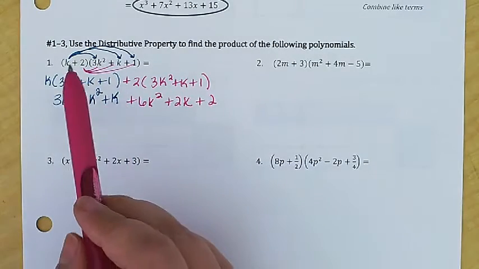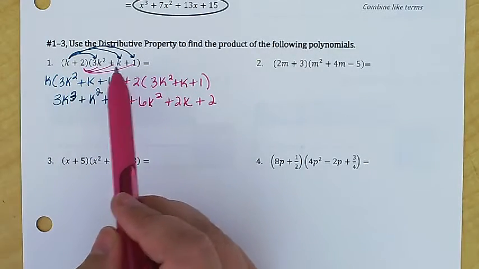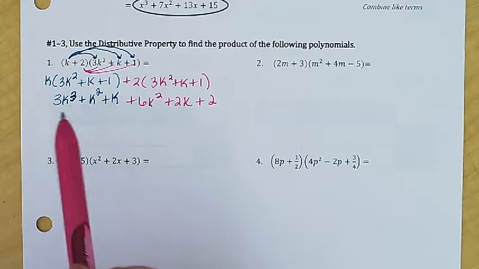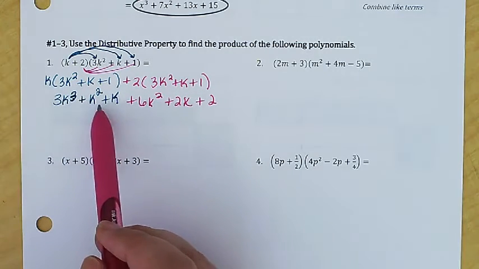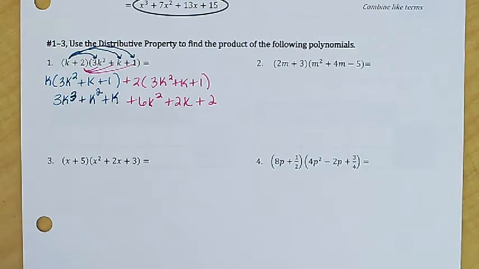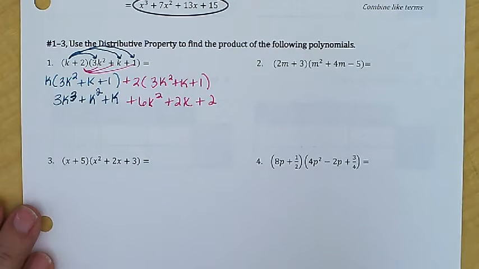So because this was a 2 by 3, a binomial times a trinomial, 2 by 3 is 6. I expect to have 6 products when I'm done. So 1, 2, 3, 4, 5, 6 products when we're done. So that looks good. And as usual, there'll be a few that are like terms that can be combined.